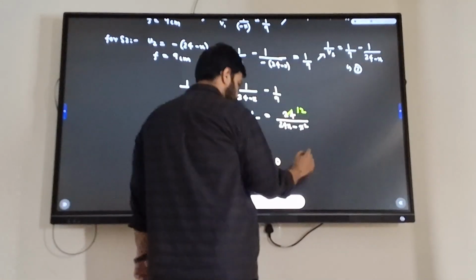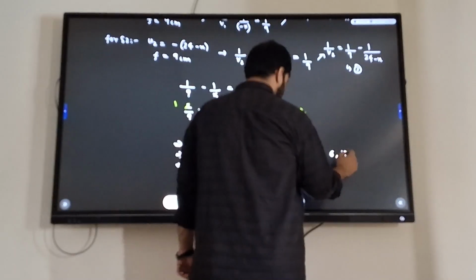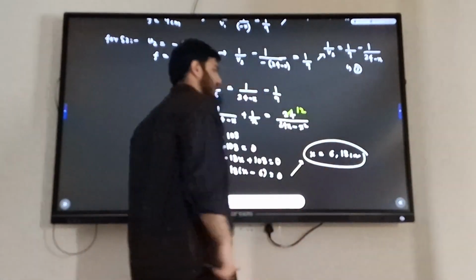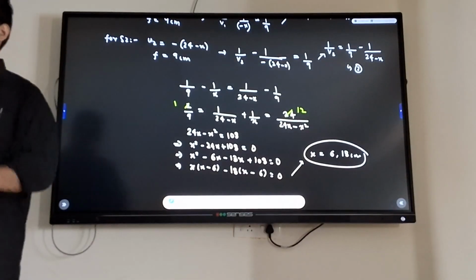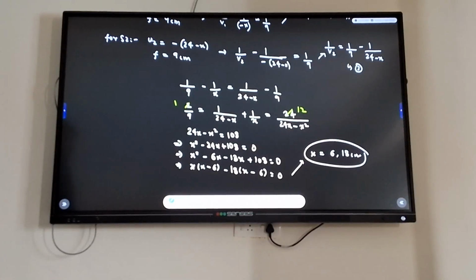Then what are the things? X equal to 6 and 18 centimeters. Where should you place your lens then? Either at 6 position or at 18 you will get the answer. Does it make sense to you?